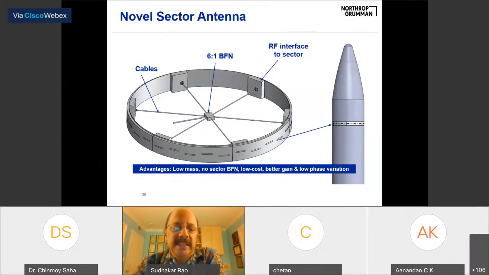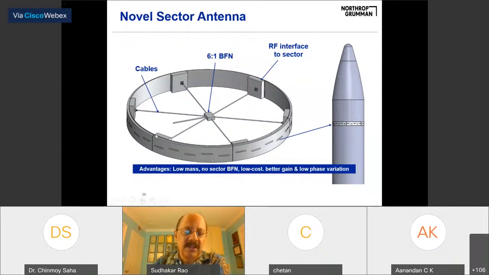It's called a sector antenna. What it has is basically 6 sectors. You can see within the sector, there are about 6 elements. There's no BFN. And the height is very small because we use reduced waveguide size, and we also use ridge waveguide to reduce the size and mass. So the thickness is only less than 0.3 inch or so.